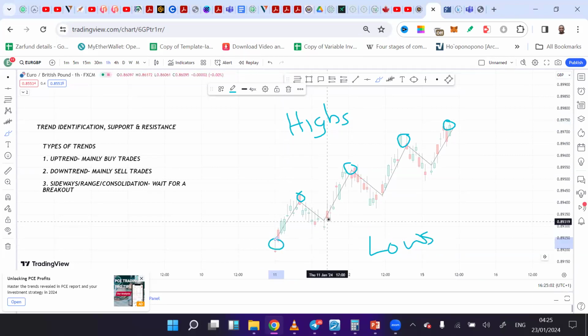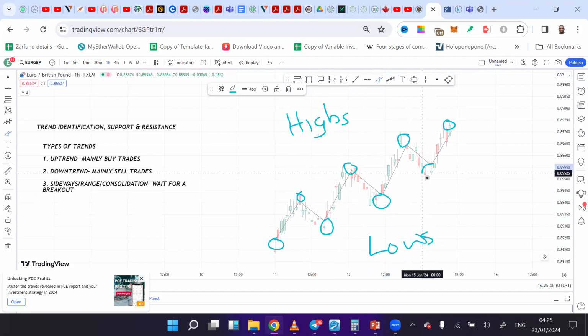This area here where price seemed to get to, it also recoiled. Price got there and pushed back. Price got here, pushed back, got here, pushed back, right? So these now are what we call the highs, and we call these the lows.